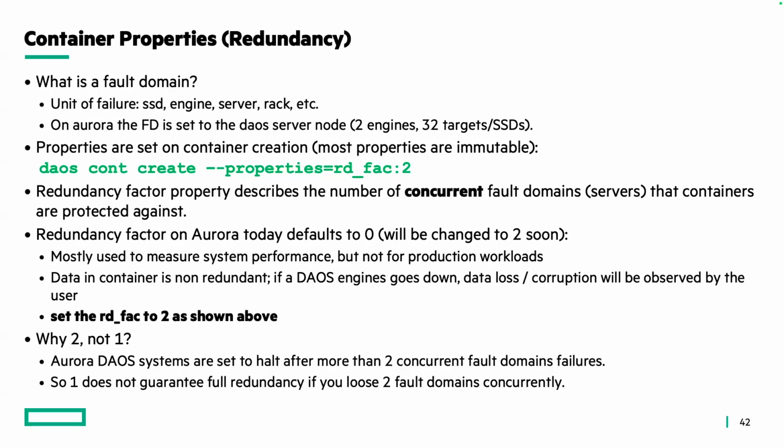What happens if there's a network or power outage, something that happens on some of the servers? That's fine, because Aurora will stop. You will not be able to access your pool anymore in that case. If you lose more than 2 concurrent fault domains, you will not be able to access your pool anymore.